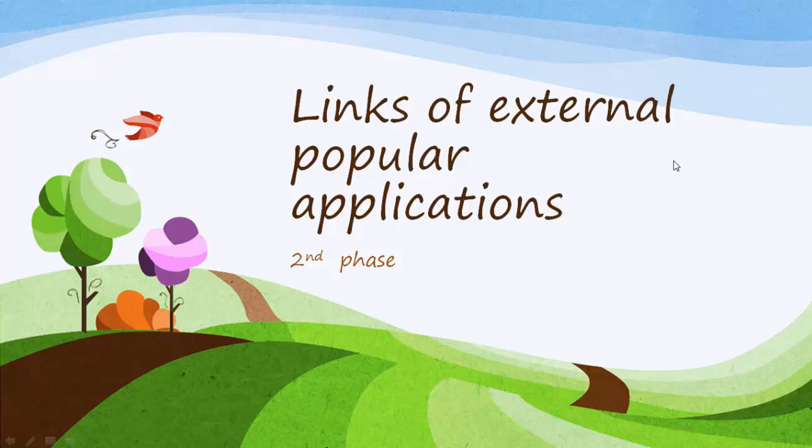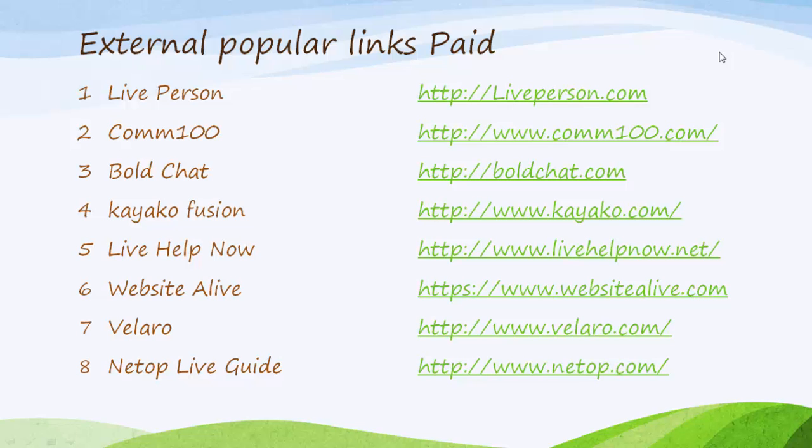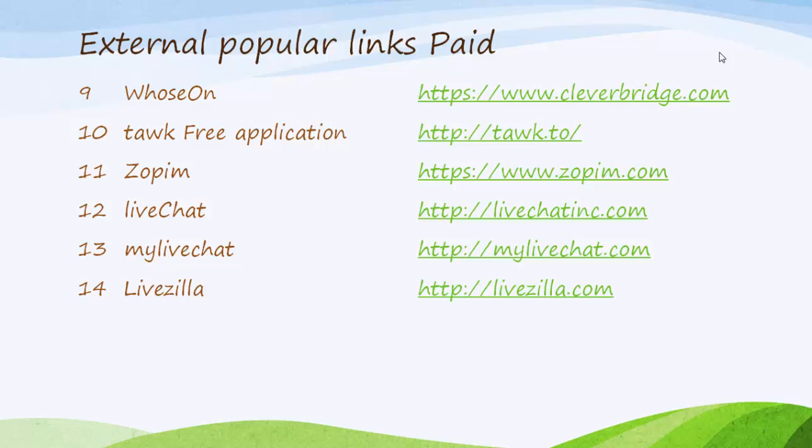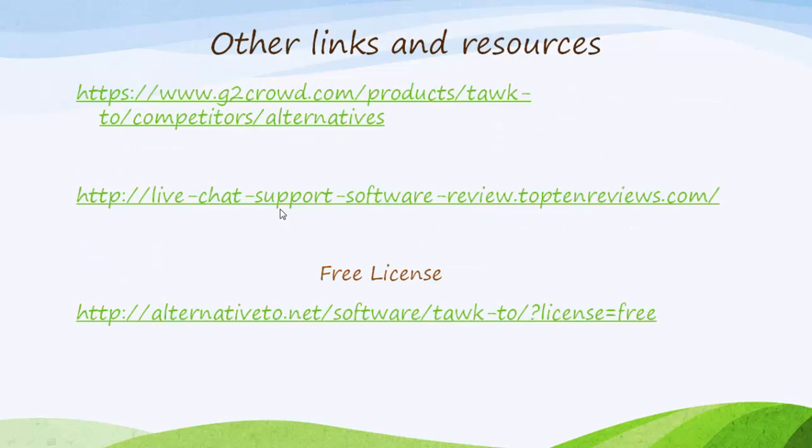Now we come to the second phase, links of external popular applications. I have used the links and other things. Here are external paid links, a list of all the chat rooms, some of them paid, some of them free, and their links. There are 14 in my case, but I'm going to talk about the free application talk.to. And here are the other links and resources. We can go to these links.